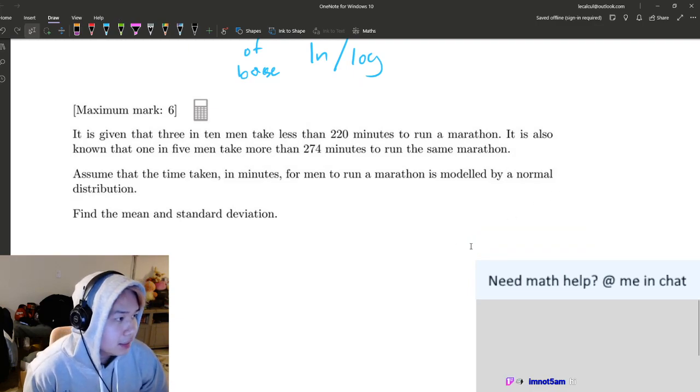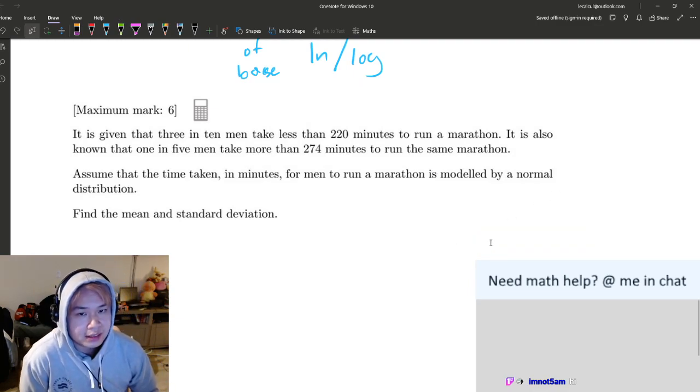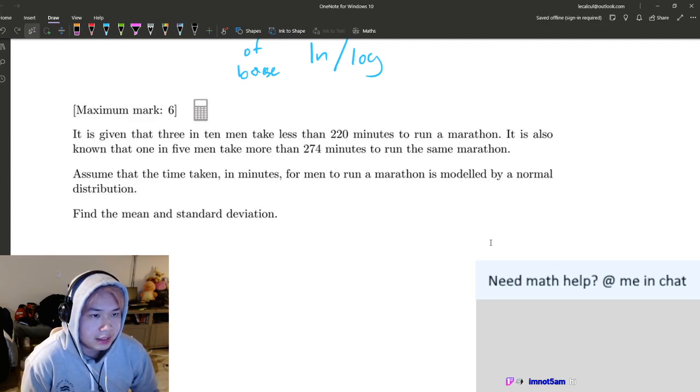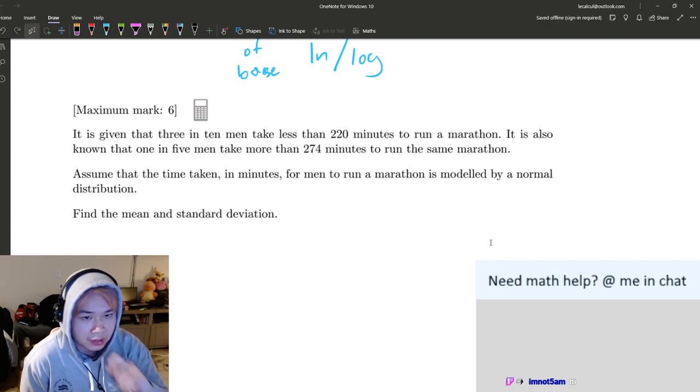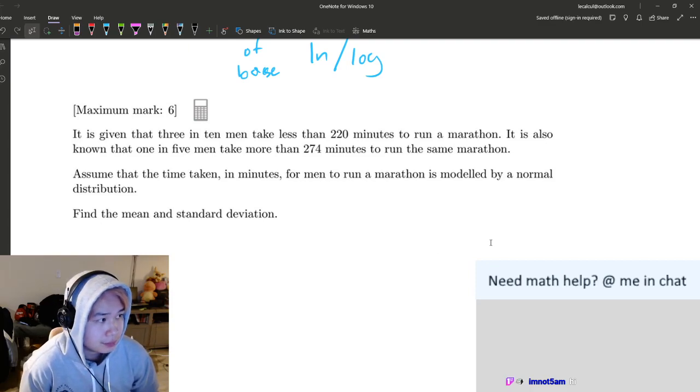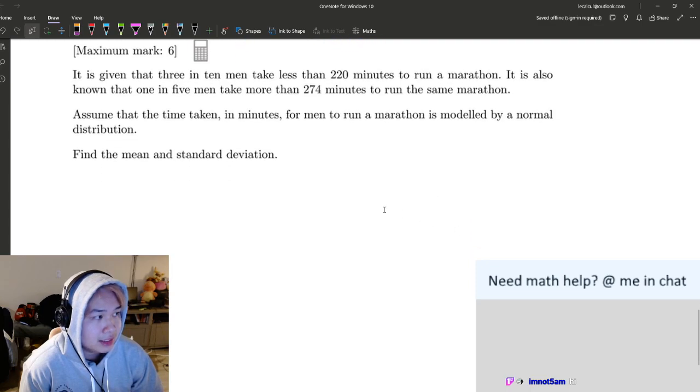Alright, let's see what this says. It is given that 3 in 10 men take less than 220 minutes to run a marathon. It's also known that 1 in 5 men take more than 274 minutes. Okay, and then we know that the time it takes in minutes for the men to run the marathon is a normal distribution, and then we need to find the mean and standard deviation.